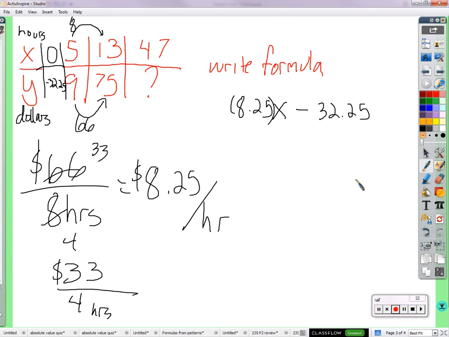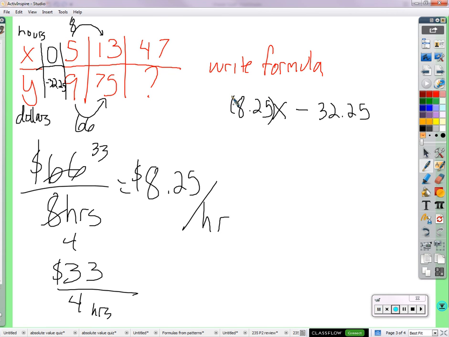What does this represent? This right here, the 8.25 times x. How far along in hours you've been. So together, how many hours you worked and how much you make every hour. 8.25 is the dollars per hour, and x is the hours. When you multiply dollars per hour by the number of hours, you get what? Your money at that time. How much money you've earned, right? You have to take into consideration how much you were in debt to start with, so you have to pay them back.